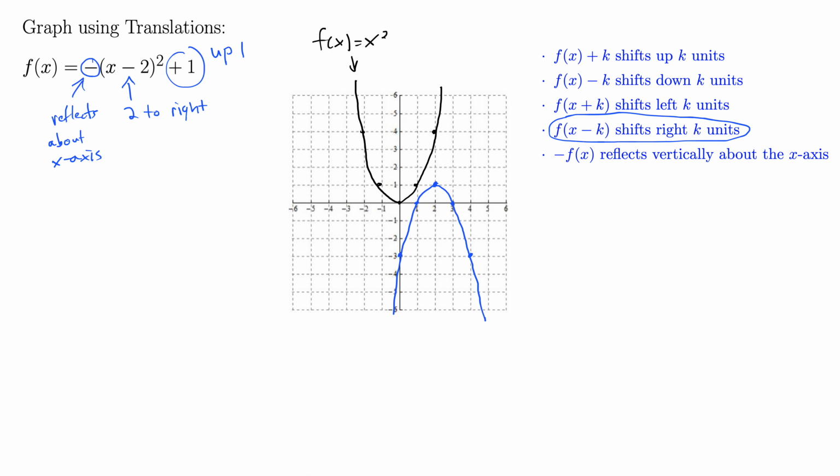Okay, so we took our base graph, we moved it 2 to the right, we reflected it, and then we moved it up 1. We got this new graph. So this new one here, f of x equals negative x minus 2 squared plus 1.